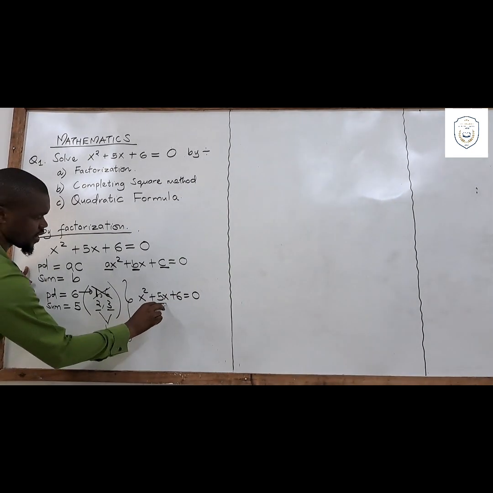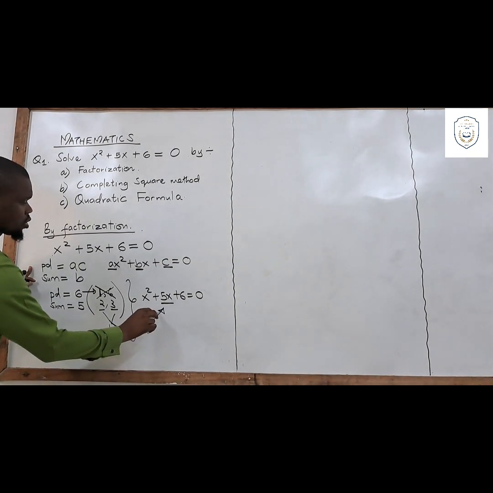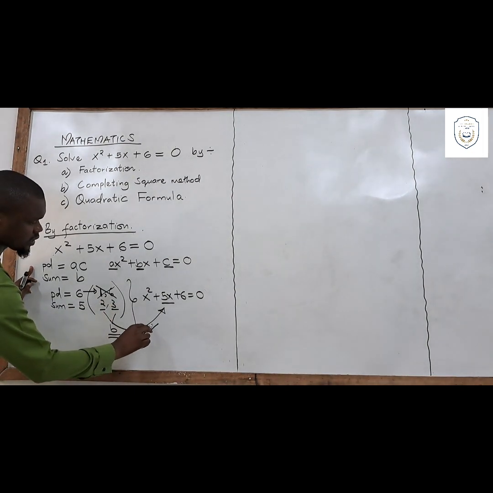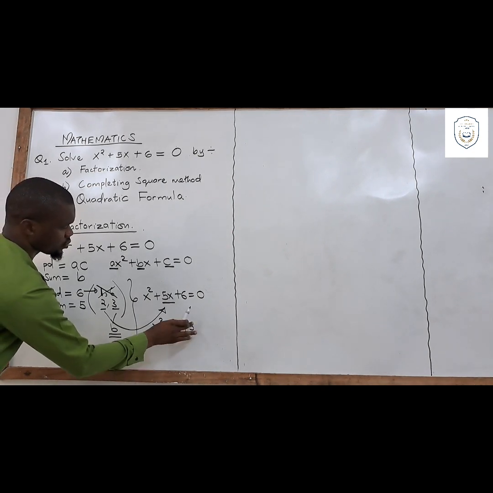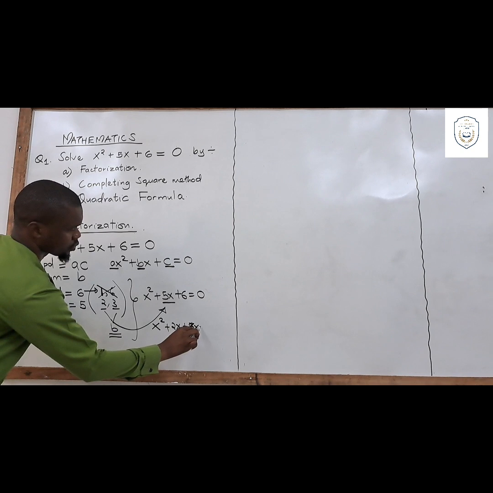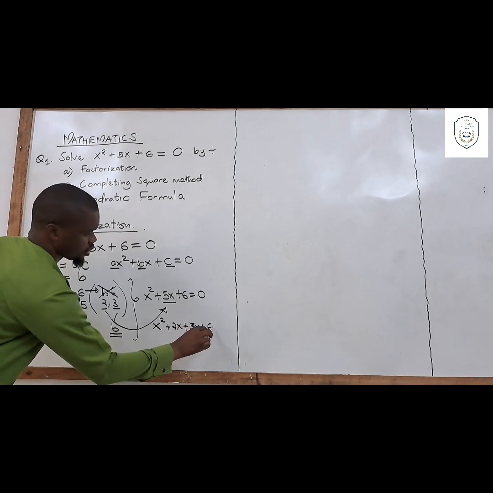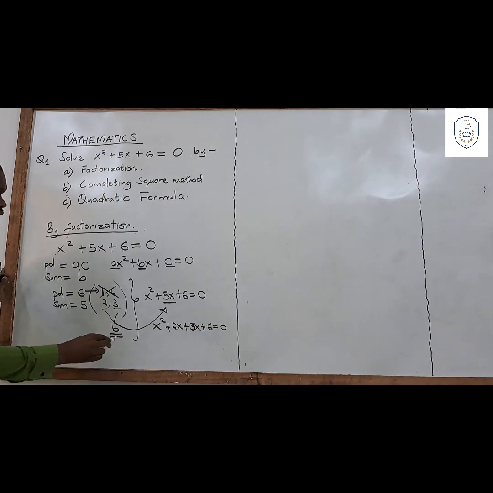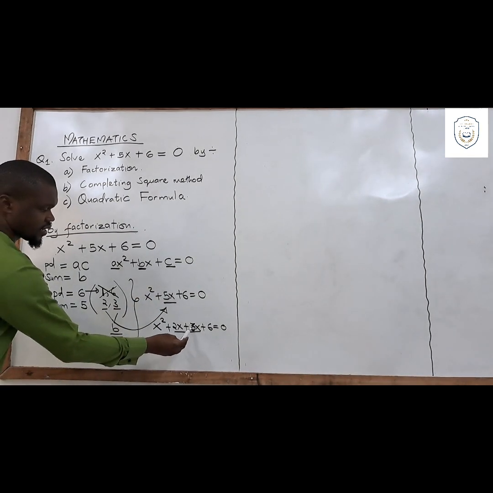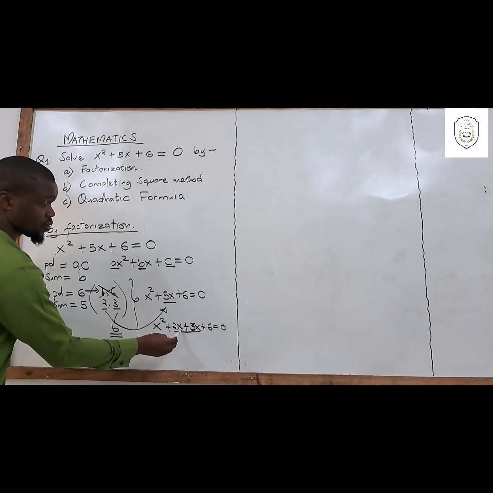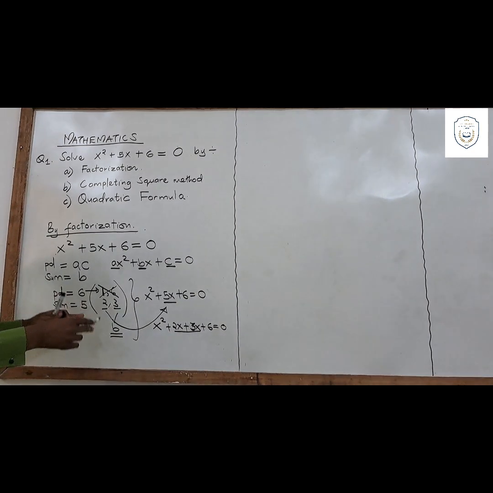Then where we have the 5, we want to split it into 2 parts, the 2 and 3. And therefore we can say x squared plus 2x plus 3x plus 6 is equivalent to 0. Now, what have we done? We have taken the b part, where we have the x power 1, and split it into 2. We have a 2x and a 3x, which when added just gives us the 5x. Why are we doing this? So that we can factorize by grouping.